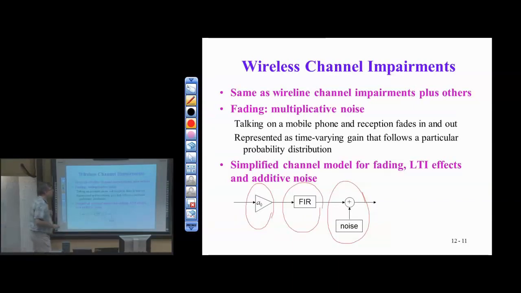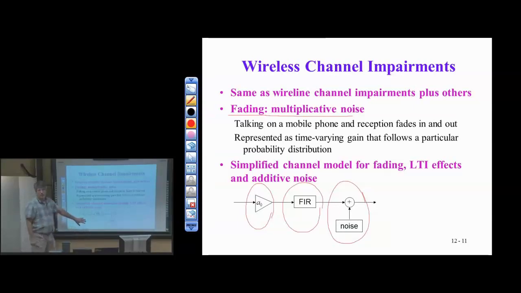So wireless channel impairments are going to be the same as the wireline channel impairments plus some others. One of them is fading. Fading is basically multiplicative noise. It's an attenuation, low or high, over time. We can represent this as a time-varying gain that follows a particular distribution, and it depends on the wireless scenario what that distribution is. Okay, so here's the simplified channel model that includes fading, LTI effects, and additive noise.